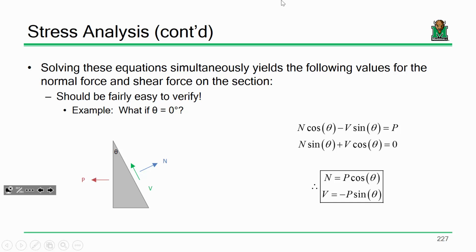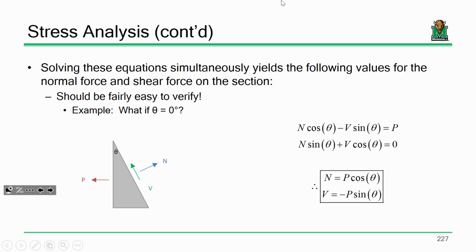What happens if theta equals 0? Now keep in mind here, theta is that angle at which we cut, right? So if theta equals 0, that would indicate the perpendicular cuts we've been doing all semester, right? So let's take each of these one at a time. N equals P times the cosine of theta. What if theta was 0? What's cosine of 0? 1. So 1 times P is P, right?